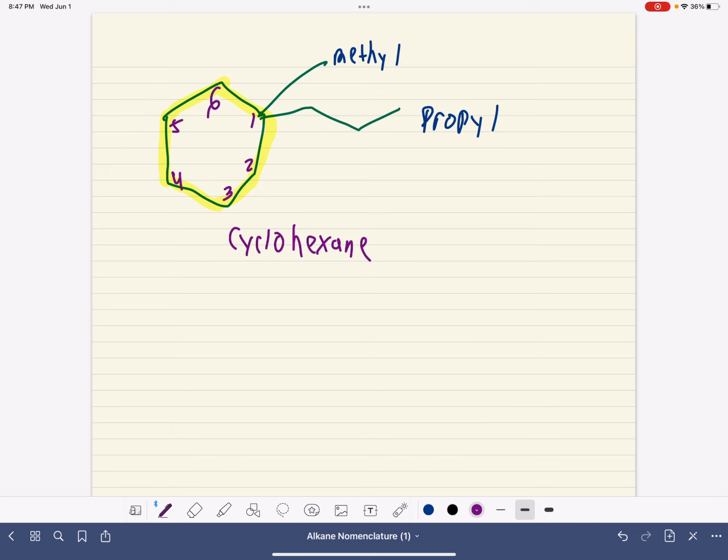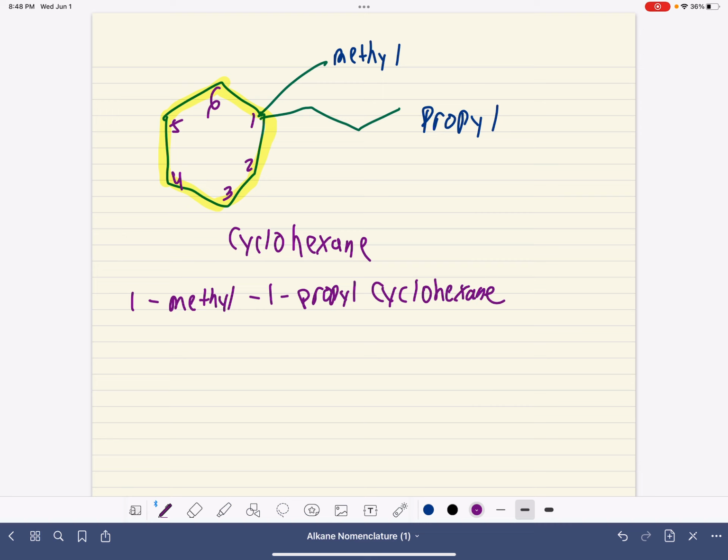So like I said, in this case, all the substituents are on 1 carbon. So this would be, and remember we go in alphabetical order, so methyl comes first. So 1-methyl, then 1-propyl cyclohexane.